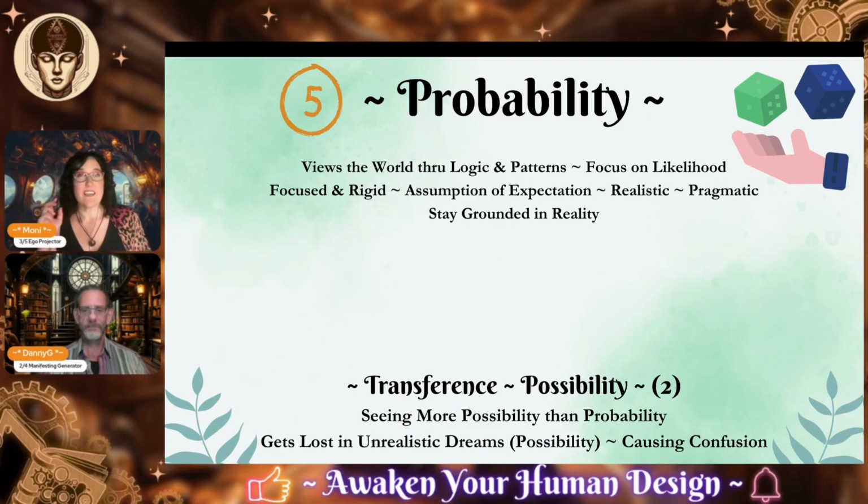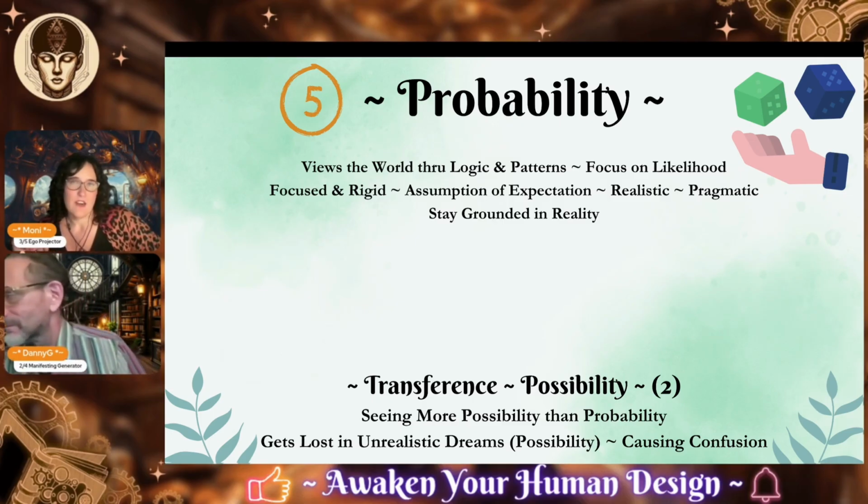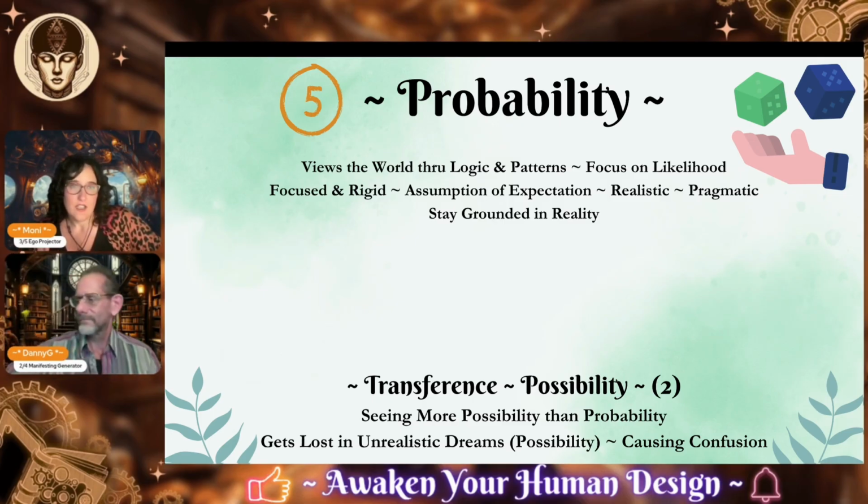Next up, we have color 5, which is the perspective of probability. Probability views the world through logic and patterns focused on likelihood. It's focused and rigid with an assumption of expectation, realistic, pragmatic, and staying grounded in reality. The transference, the distraction, is possibility, which is color 2, because 2 and 5 have that relationship.